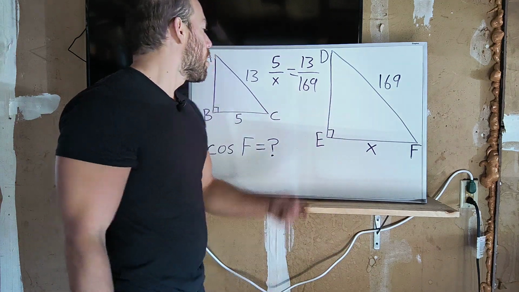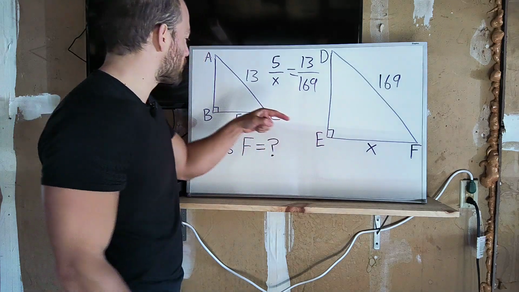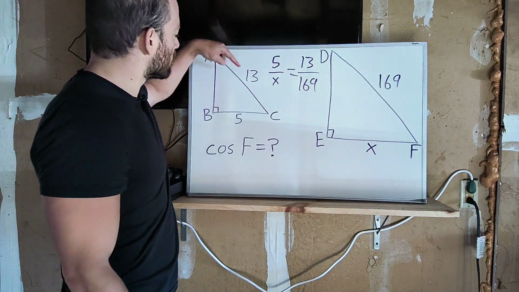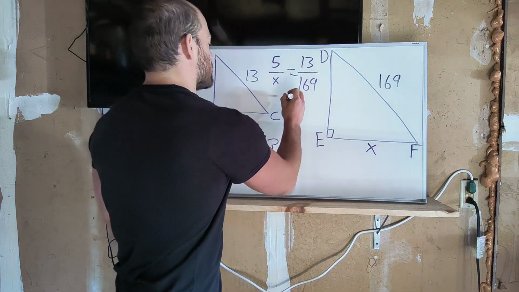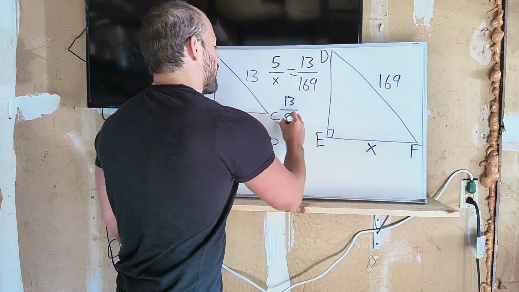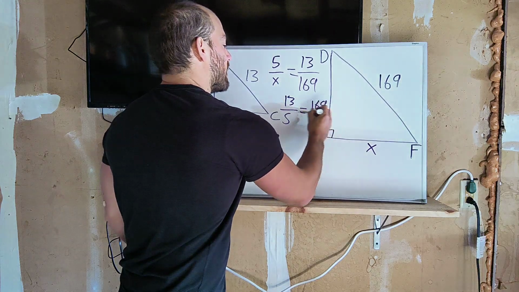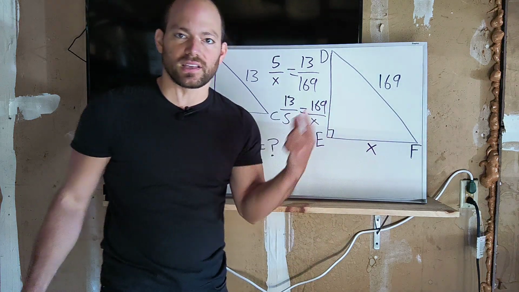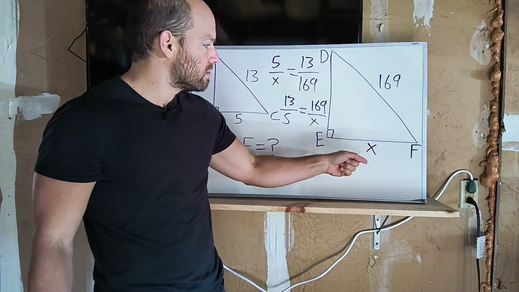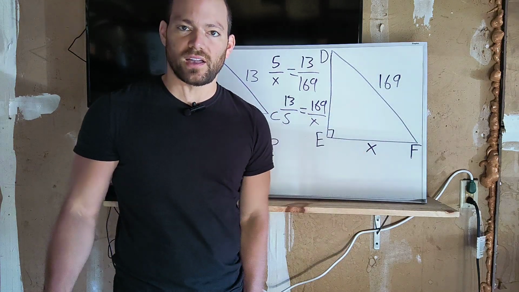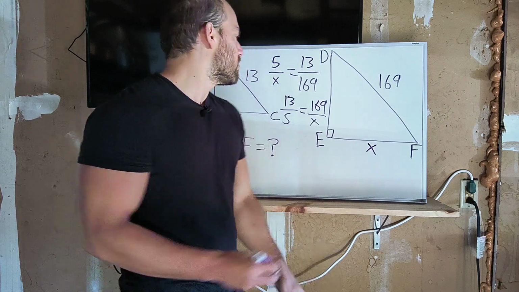Then I'll cross multiply and solve for X, and then I'll have my missing side over here. Or we could set up the proportion this way: since they're similar triangles, hypotenuse over this side is going to equal hypotenuse over this side. So I could also say 13 over 5 equals 169 over X. Same thing, it's going to get us to the same answer, and we'll have the missing side, and then we'll do adjacent over hypotenuse, and we'll have the answer. That's what the SAT wants you to do.